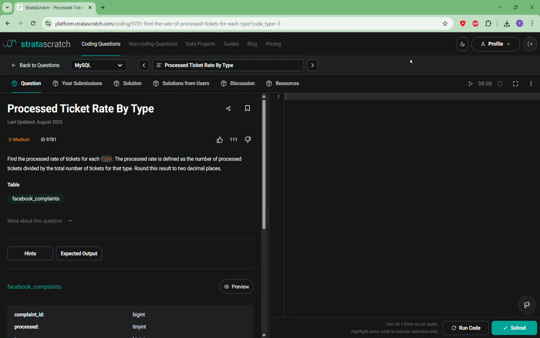So hello guys, today we'll do one question, that is processed ticket rate by type. So we have to find the processed rate of the ticket for each type. The processed rate is defined as the number of processed tickets divided by the total number of tickets for that type. Round this result to two decimal places.